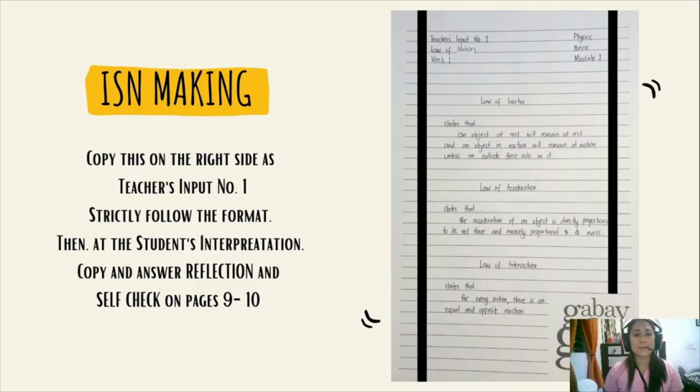Then, at the student's interpretation, copy and answer reflection and self-check on page 9 and 10. Okay? So, kokopyahin nyo lang po itong tatlong ito sa teacher's input number 1. So, ang teacher's input 1 ay nasa right side ng page ng notebook at yung student's interpretation naman ay nandito sa left side. Okay?